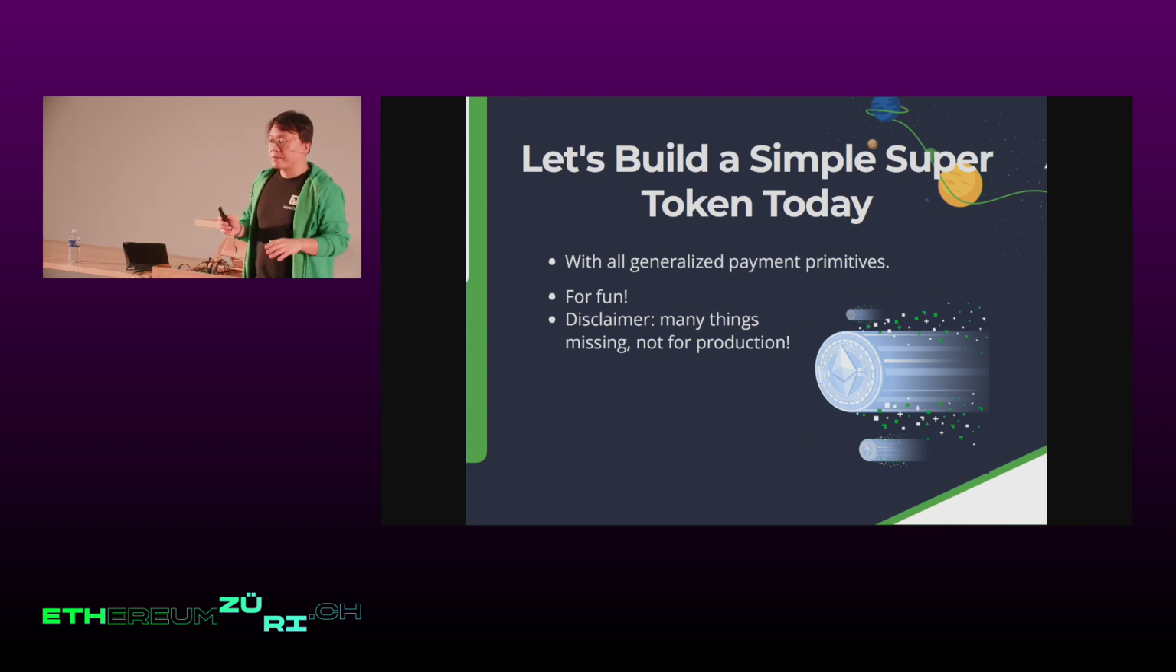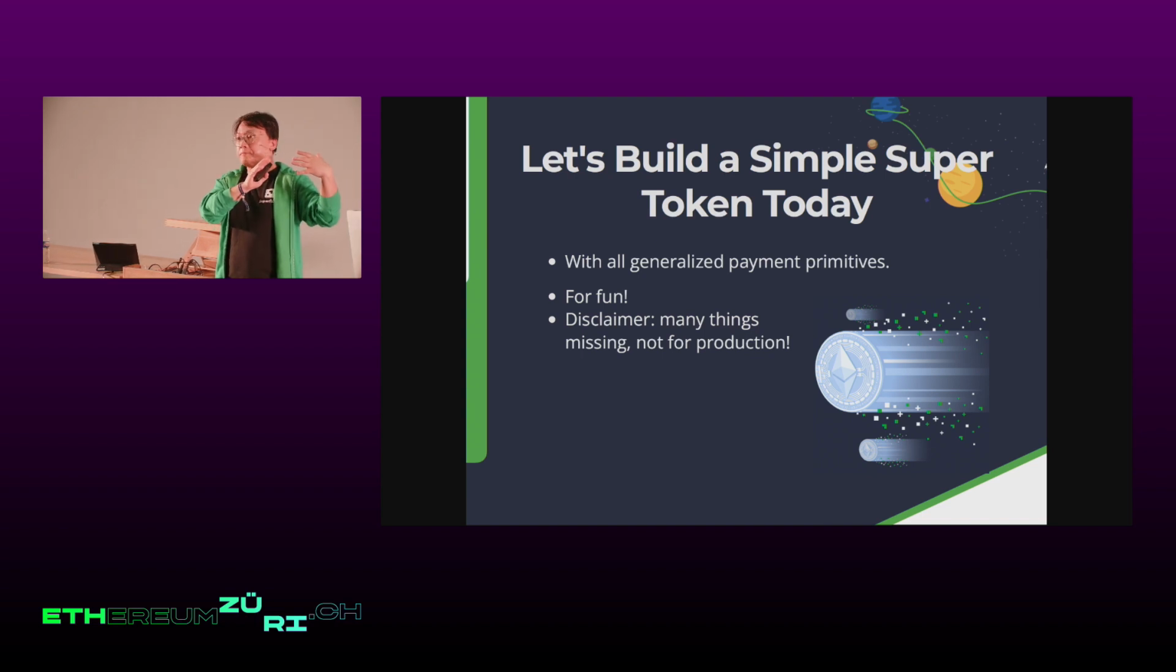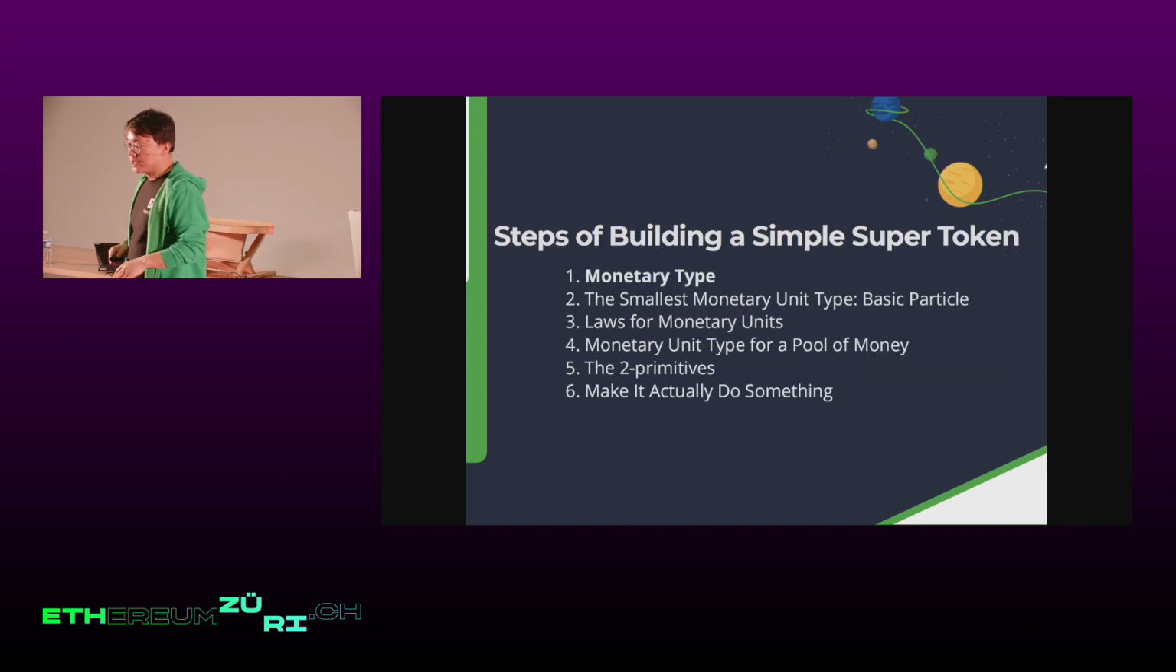So, but we'll not do all the features we talked about so far. We'll talk about only creating those payment primitives. Also for fun, disclaimer, this is not for production, right? So just for fun, right? So first of all, let's define some types, right?